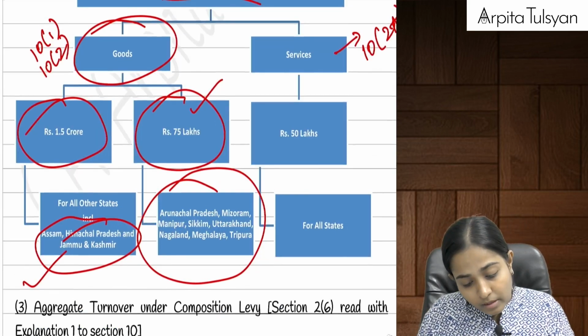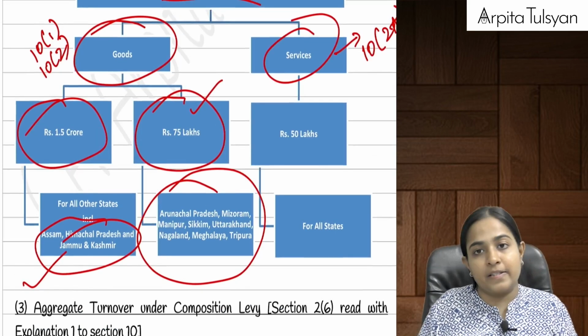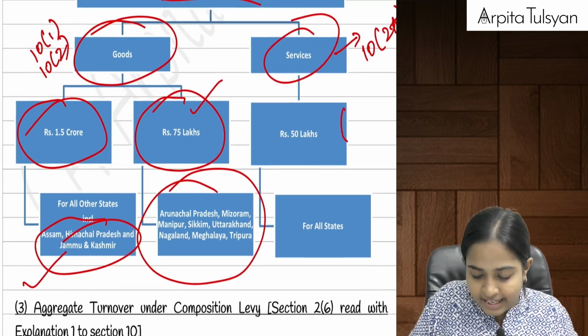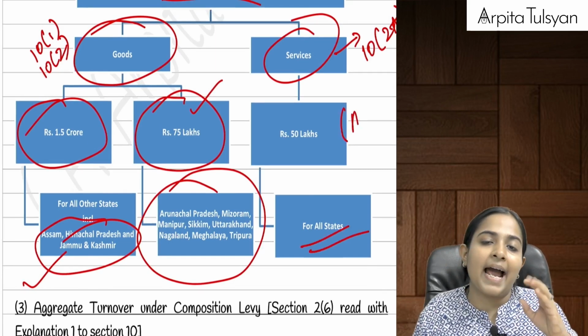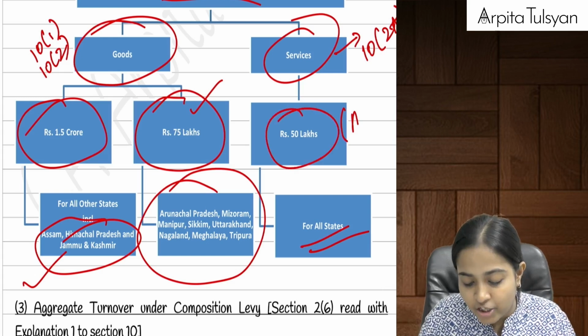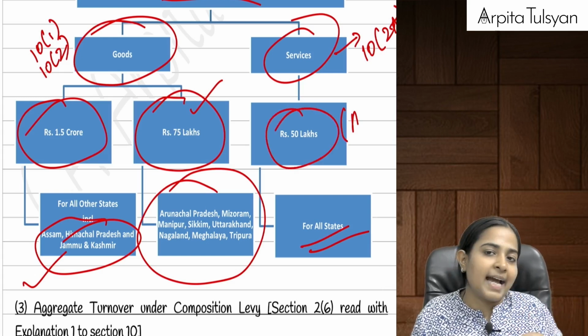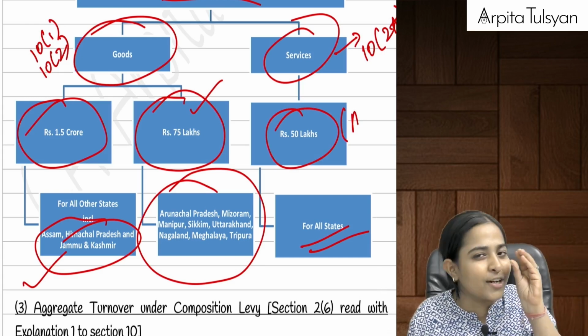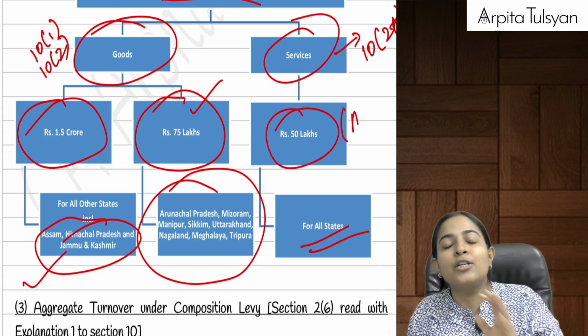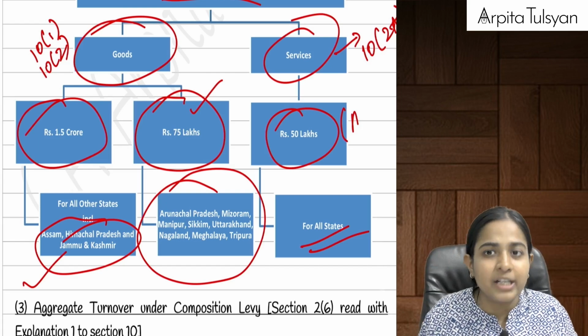Yes. Now, for services, for all the states there is no bifurcation. It is written that for all the states, the aggregate turnover in the preceding financial year should not have exceeded rupees 50 lakhs. If it has not exceeded rupees 50 lakhs in the preceding financial year, meaning you're a small person, then in the current year you are eligible for this composition scheme.